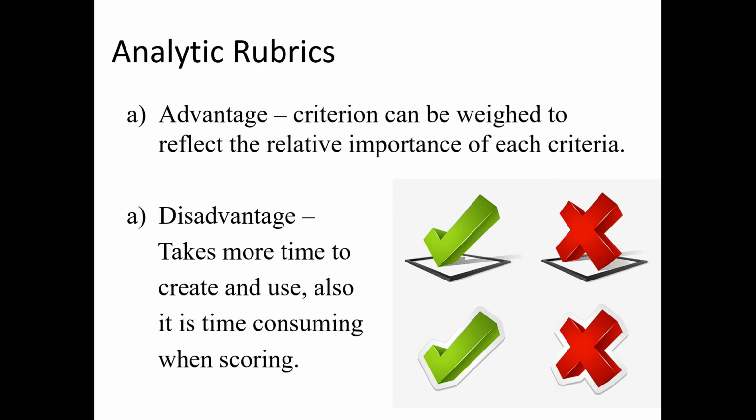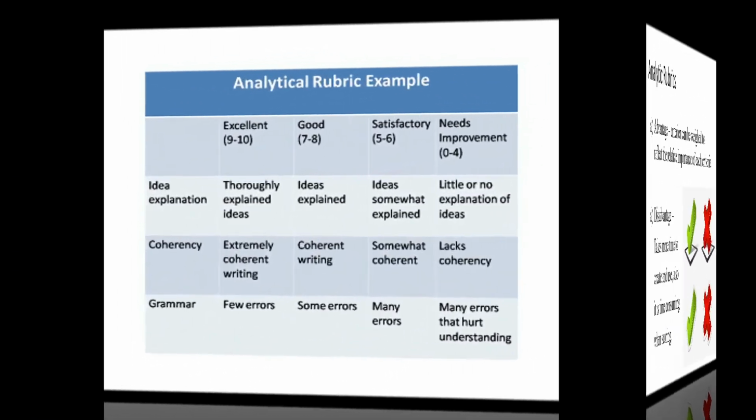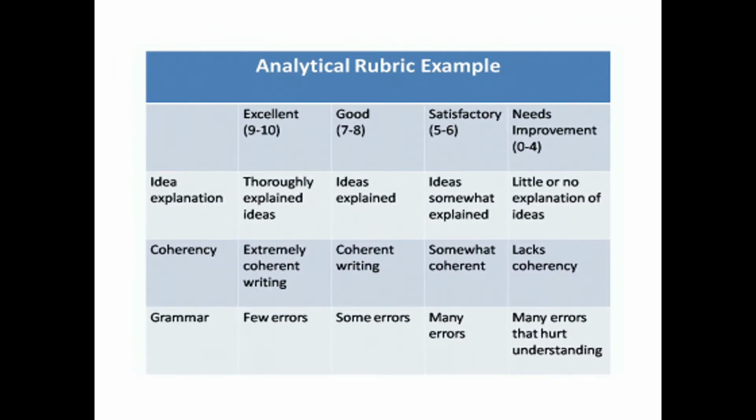Okay. So for analytic rubrics, its advantage is that the criteria can be weighed to reflect the relative importance of each criterion. And its disadvantage is that it takes more time to create and use. Also, it is time consuming when scoring. So again, we have here the example of an analytic rubric, for example, when it comes to writing or essays.